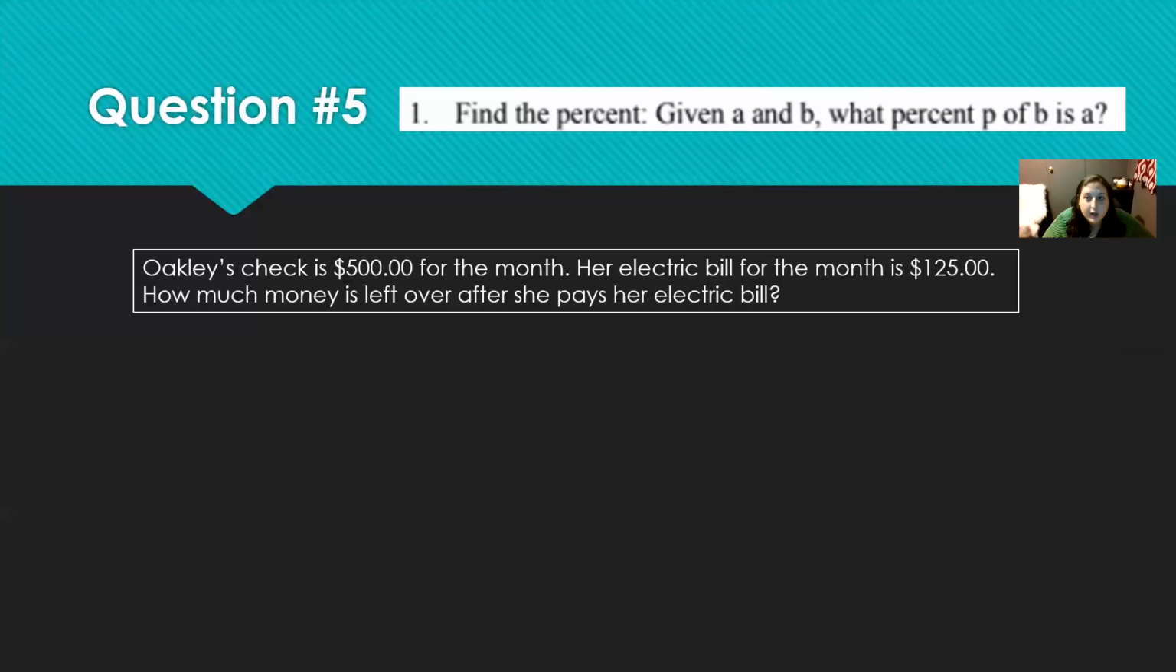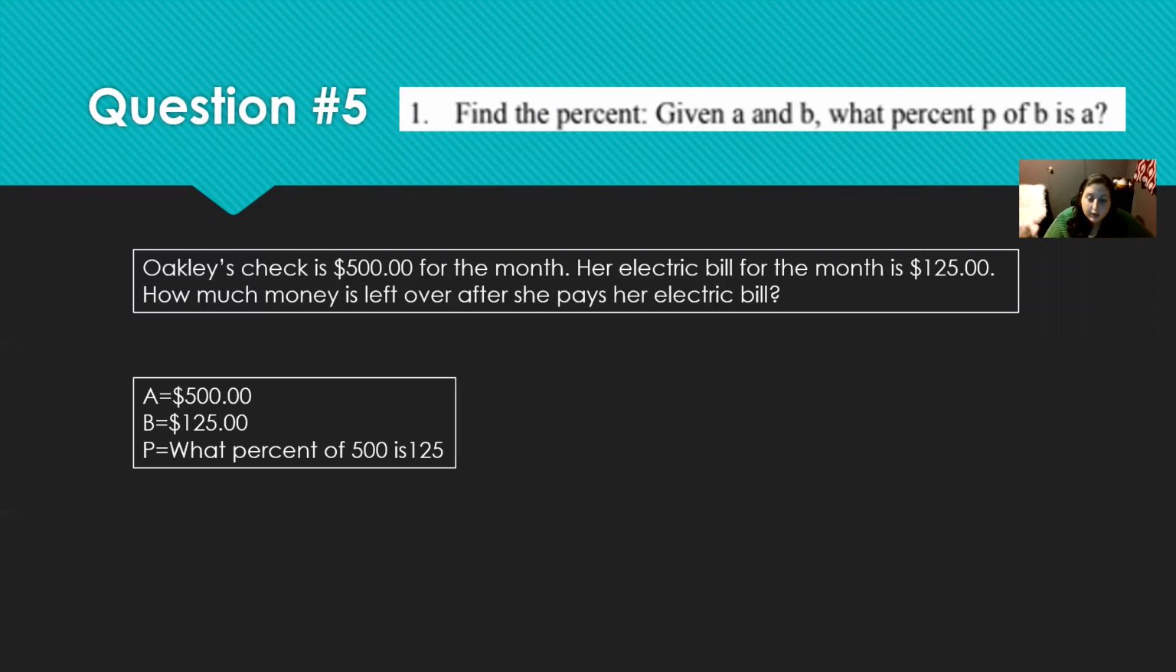So we need to figure out what our A, B, and P are going to be for this example. So our A is going to be her check for the month, which is $500. And our B is going to be her electricity bill, which is $125. And then what they're asking for in this question is what percent of 500 is 125. So we're going to do 125 divided by 500, and we get 25%. So her electricity bill is 25% of her monthly check.